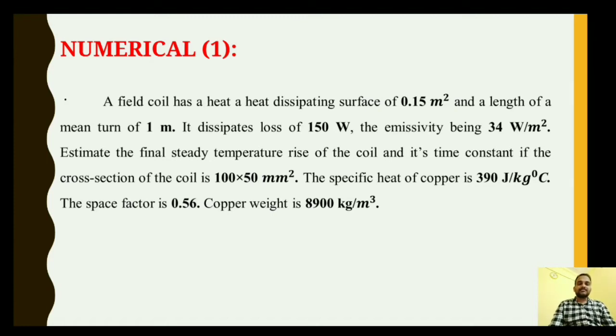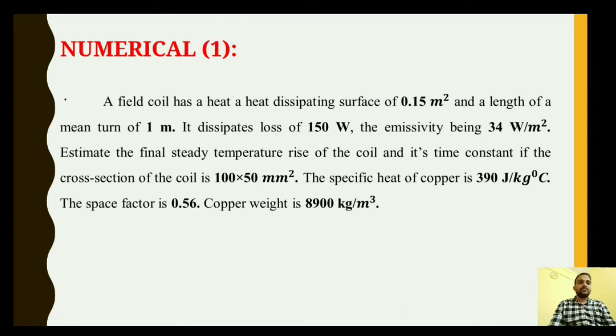Okay, so let us understand the numerical. What is it saying? A field coil means any machine having a field. It is having the coil and it has a heat dissipating surface of 0.15 meter square. Here the surface value is given, that is S equals 0.15 meter square, and the length of mean turn means the length is given, L equals 1 meter. It dissipates a loss of 150 watt, meaning the value of Q is given, Q equals 150 watt, and the emissivity being 34 watt per meter square means the value of lambda is mentioned.